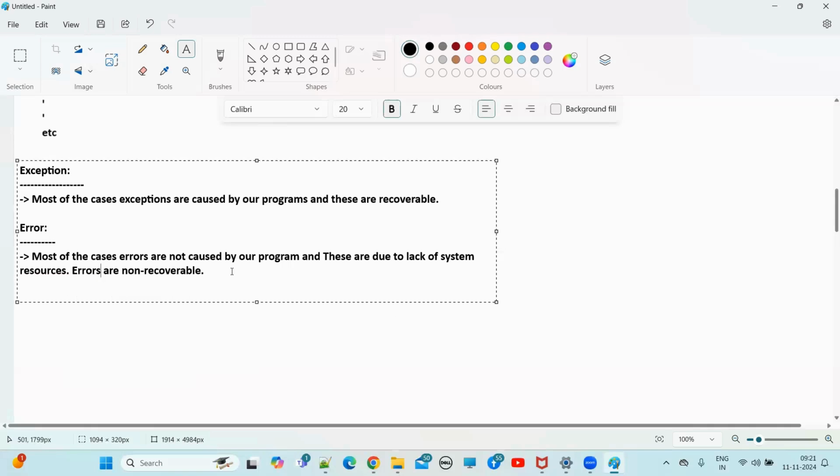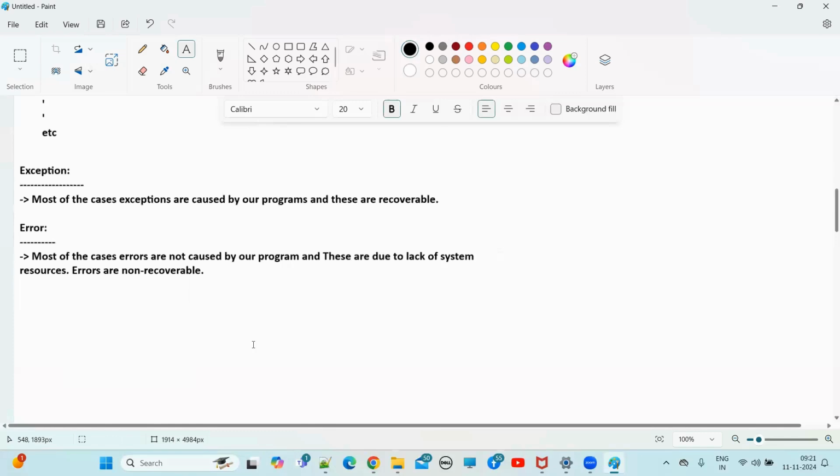Hope you people are clear on these two. Any clarification required? No, sir. Right? Come on, guys, tell me. It's clear, so hope you understood.